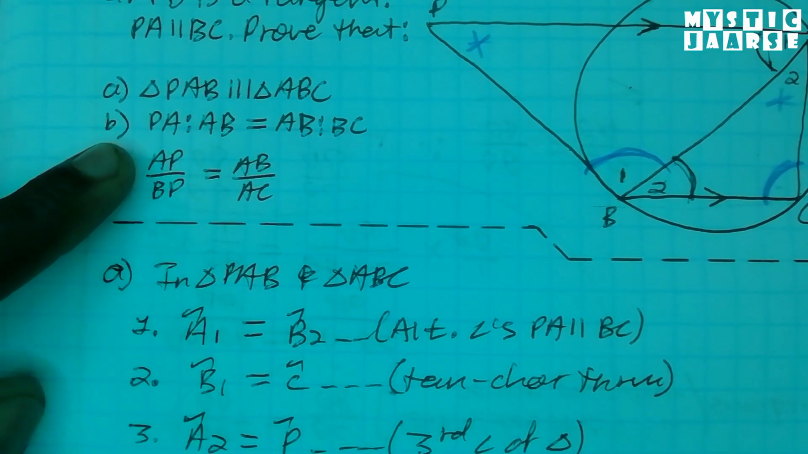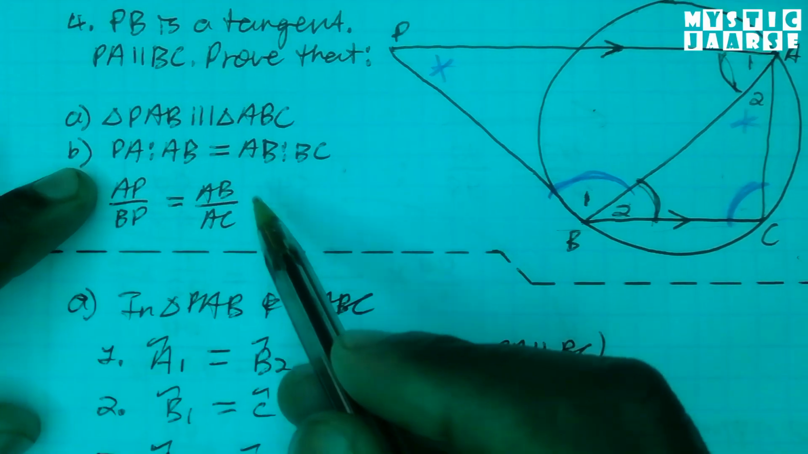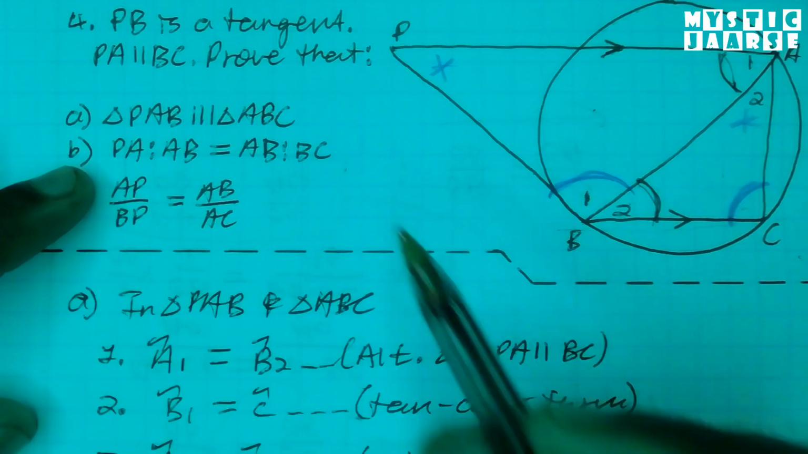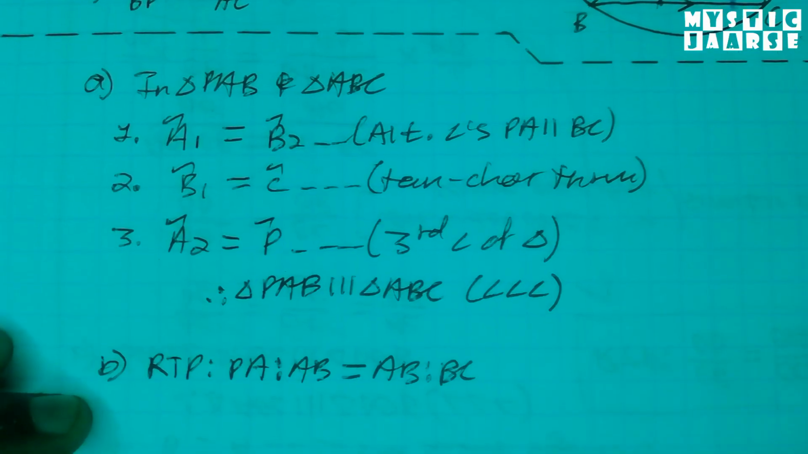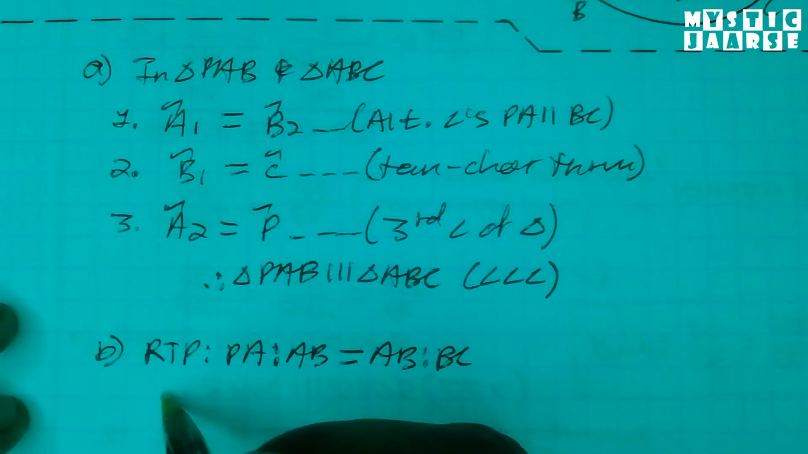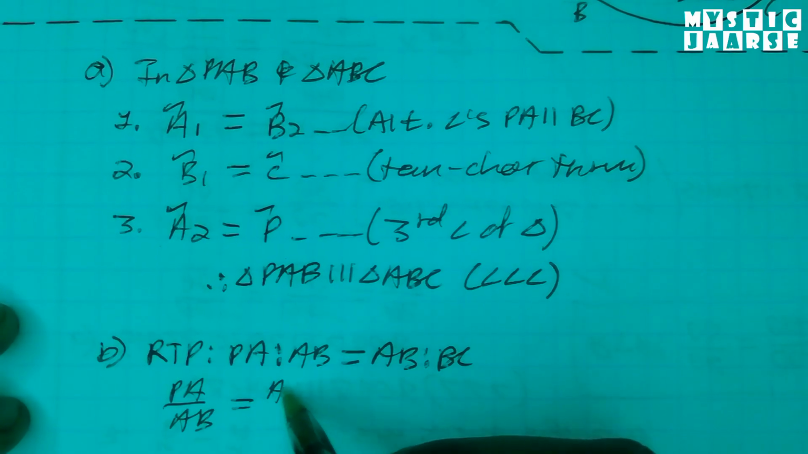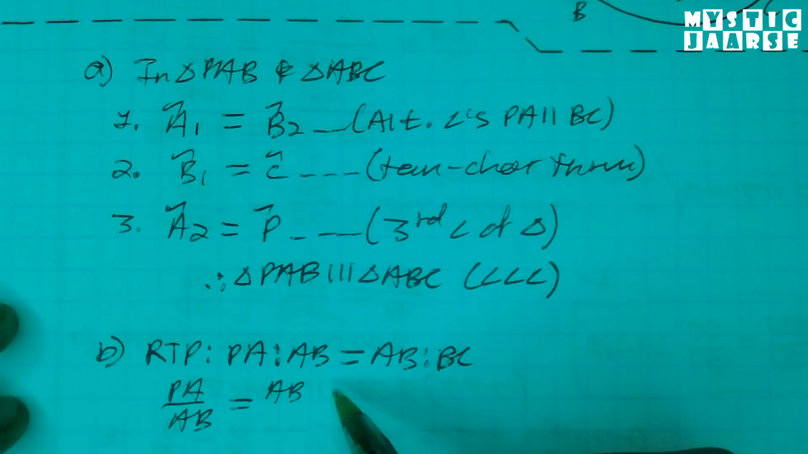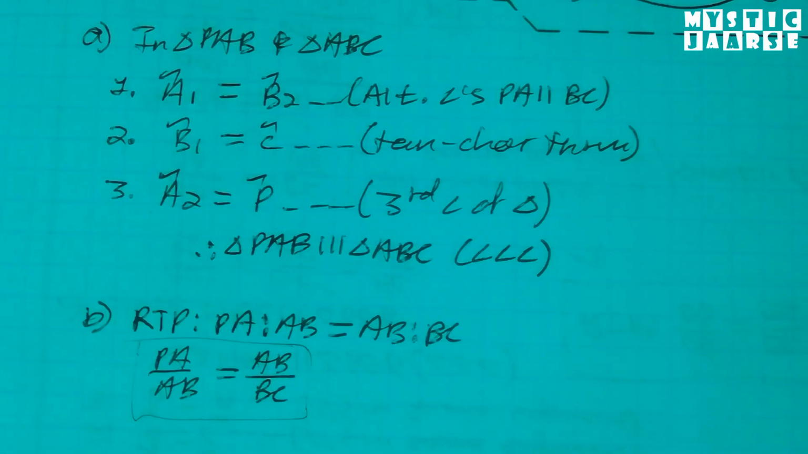B, we are required to prove that the ratio of PA is to AB is equal to the ratio of AB is to BC. Now we need to rewrite this as fractions, right, so that we can understand which sides they are talking about. So something is to something means that PA is divided by AB, and AB, is it AB? Yeah, AB is divided by BC. This is what we need to prove.